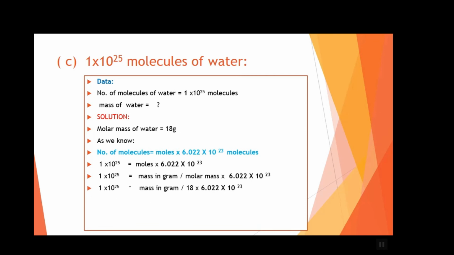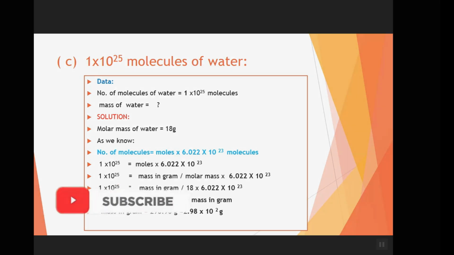Now 1 exponent 25 is equal to mass in gram divided by molar mass, that is 18, multiplied by 6.022 exponent 23. Now in the next step, 18 will multiply with the number of molecules and Avogadro's number will divide with the number of molecules. So in this way, finally we get the answer. Yes students, finally we get the answer. Mass in gram of water is 298.90 gram, or we can also write it in this way, 2.98 exponent 2 gram. Yes students, this is our answer.